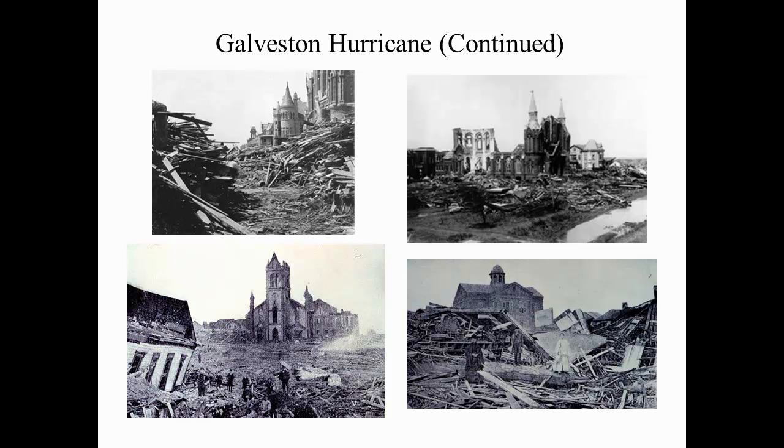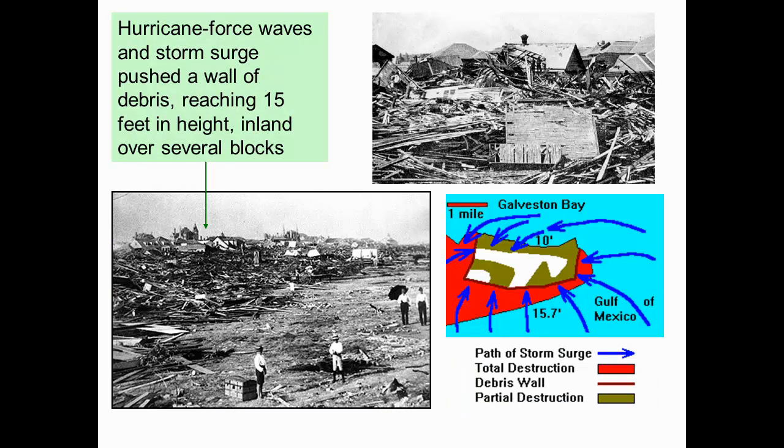Here are some photographs of the Galveston Island hurricane. These were mainly taken along Seawall Boulevard, showing the extensive destruction. The hurricane-force winds and storm surge pushed a wall of debris reaching 15 feet in height inland over several blocks.